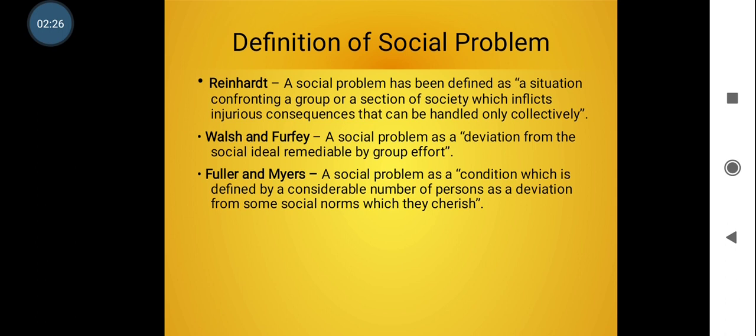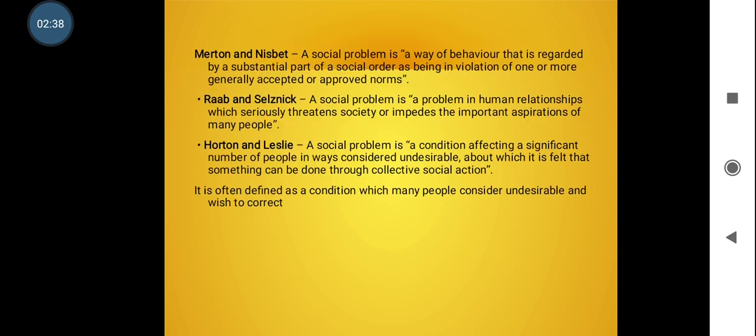And Fuller and Myers defined a social problem as a condition which is defined by a considerable number of persons as a deviation from some social norms which they cherish. Next is Merton and Nisbet: a social problem is a way of behavior that is regarded by a substantial part of the social order as being in violation of one or more generally accepted or approved norms.